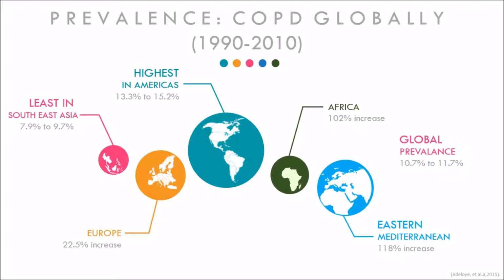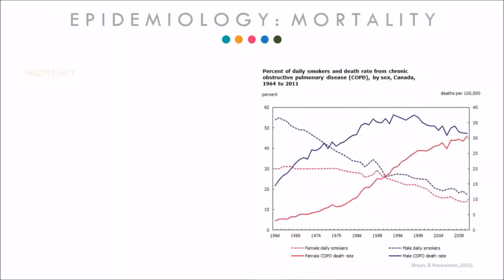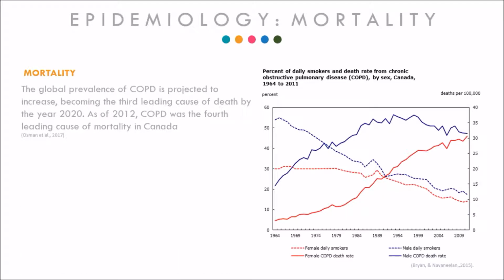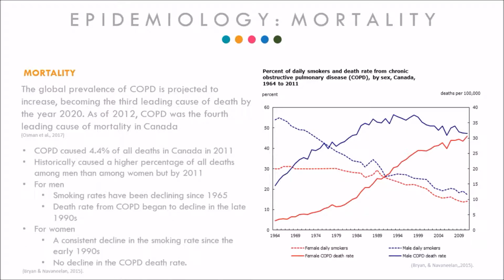The global prevalence of COPD is projected to increase, becoming the third leading cause of death by the year 2020. As of 2012, COPD was the fourth leading cause of mortality in Canada. In 2011, 4.4% of all deaths among Canadians were caused by COPD. This chart provides an overview of the death rates from COPD between 1950 and 2011 among Canadian men and women 40 years of age and older, and also shows the correlation between smoking and COPD.